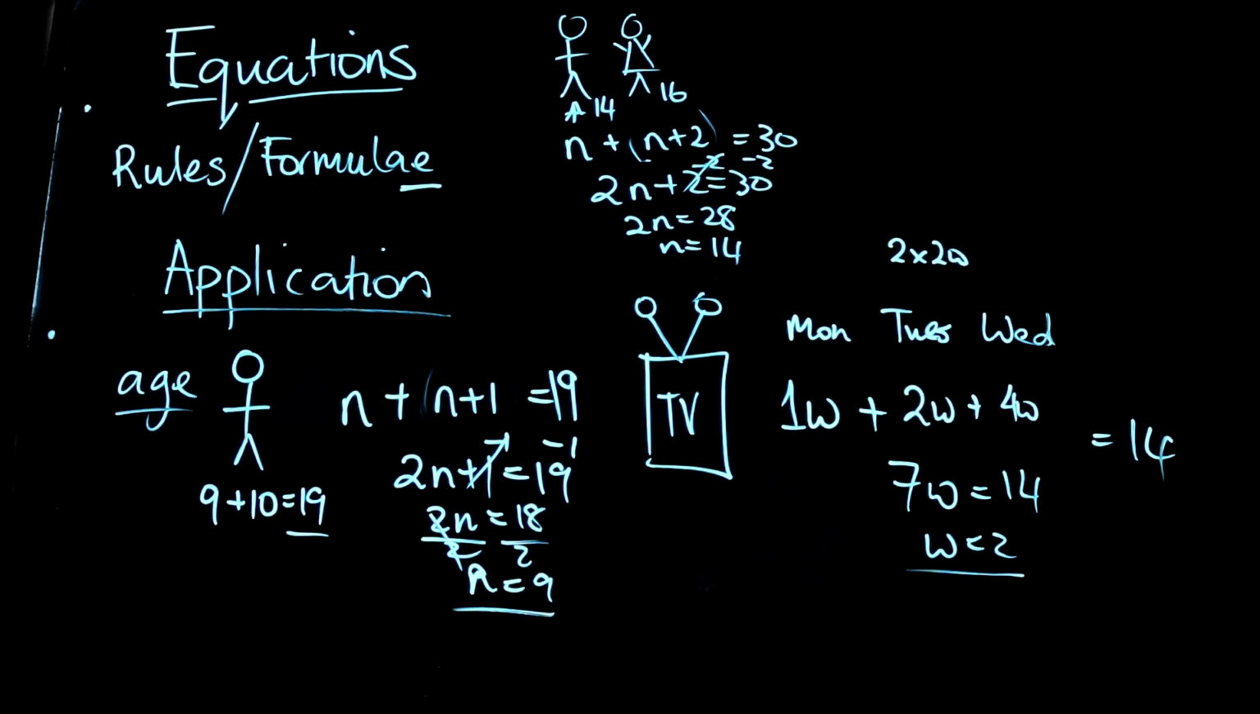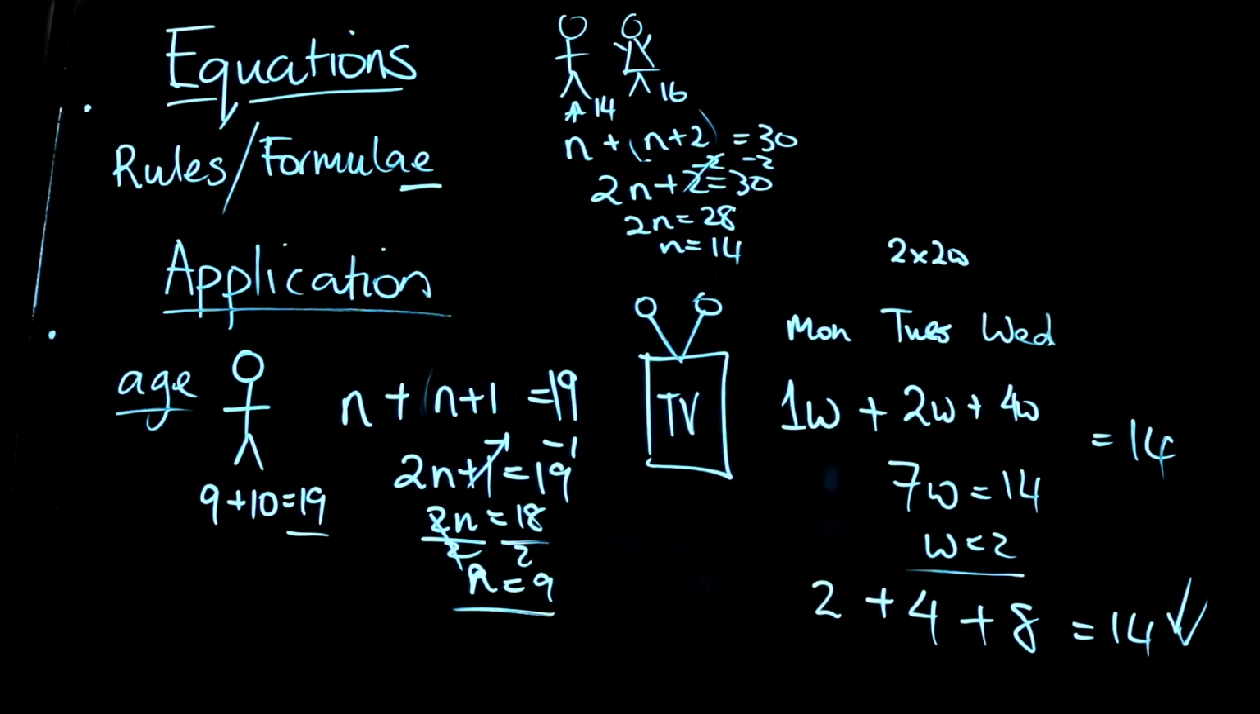So how much TV did I watch on Monday? On Monday I watched 2 hours, and then on Tuesday I watched double that amount, so that was 4 hours, and then on Wednesday I doubled that again, so that was 8 hours. And just double checking that I've got it right here, it adds up to 14. All right, so that's the kind of thing that you need to be aware of.